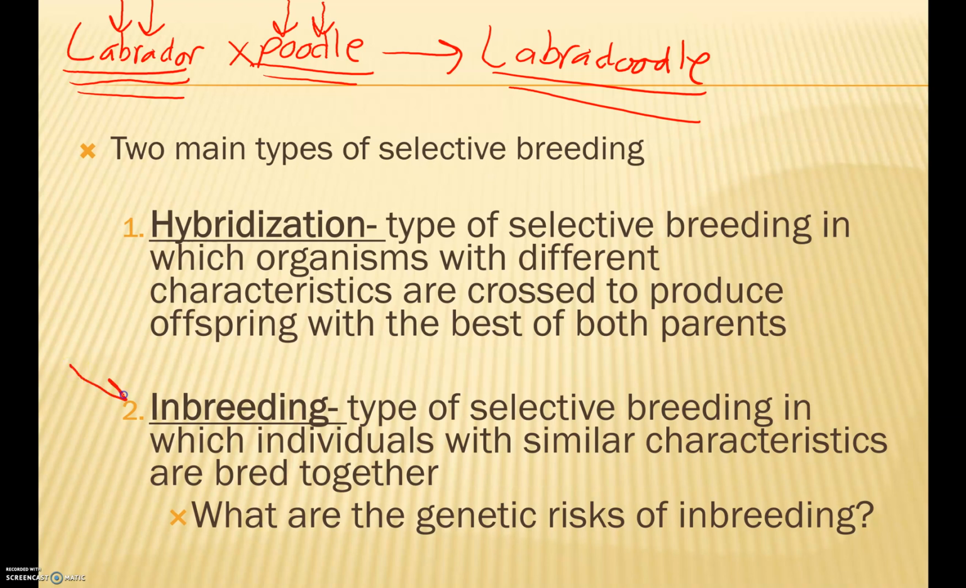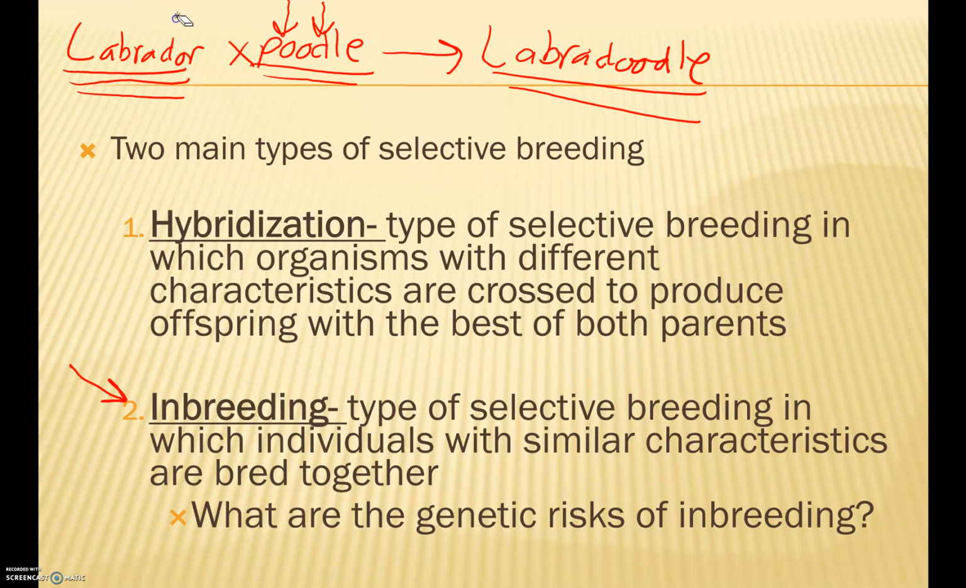Inbreeding gets a negative connotation when you especially think about people. We're going to talk about why that is in a minute. But inbreeding is when you have organisms that, now remember, same species, but mom and dad both have traits that you want. So you breed them together because you want more just like them. Getting purebred dogs is an example of inbreeding.